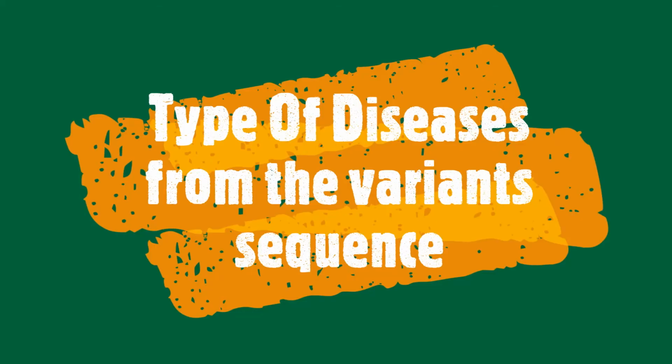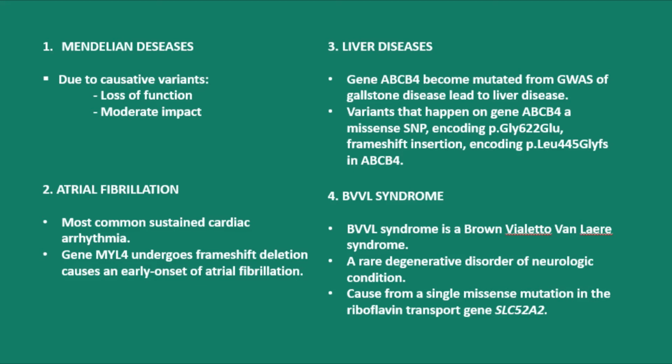Types of disease from the variant sequence. 1. Mendelian disease, due to conservative variants, loss of function, and moderate impact. 2nd. Atrial fibrillation, the most common sustained cardiac arrhythmia. The gene MYL4 undergoes a frameshift deletion, causing an early onset of atrial fibrillation.